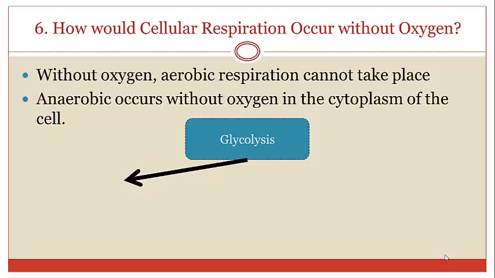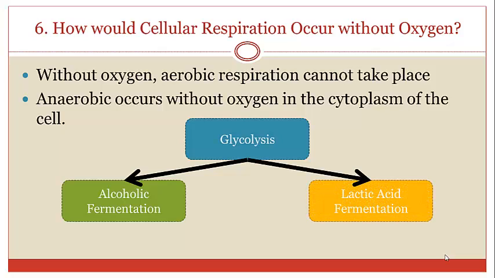But if there is no oxygen present, then we're either going to go through alcoholic fermentation or we're going to go through lactic acid fermentation. So first glycolysis followed by fermentation. This is all happening in the cytoplasm of the cell.